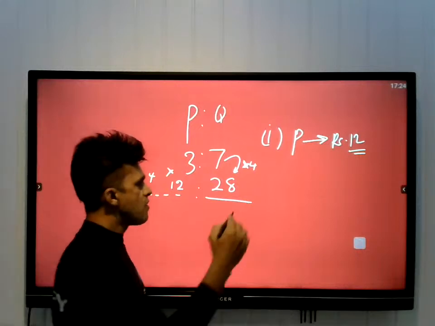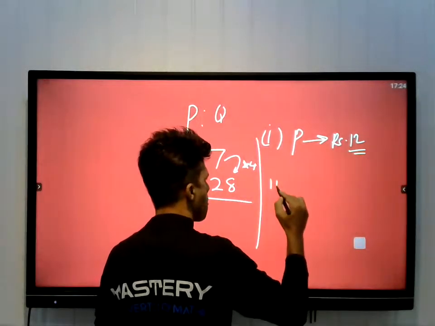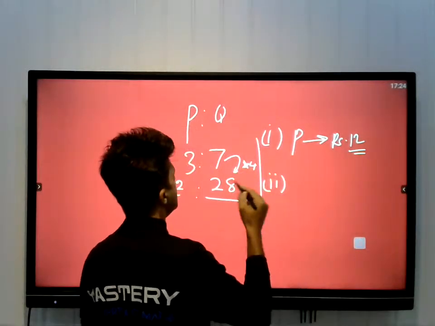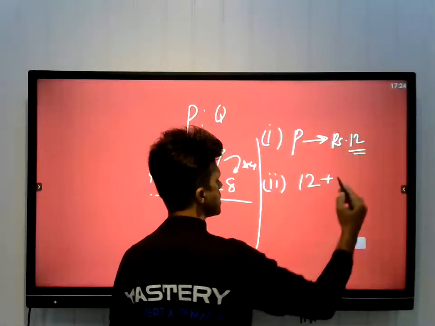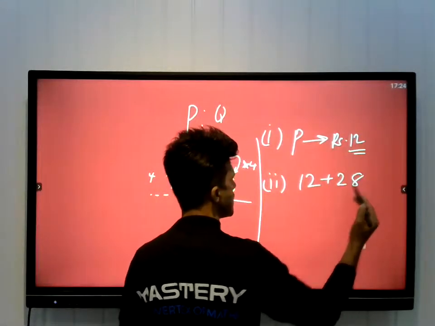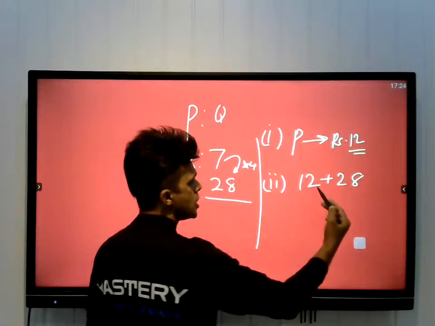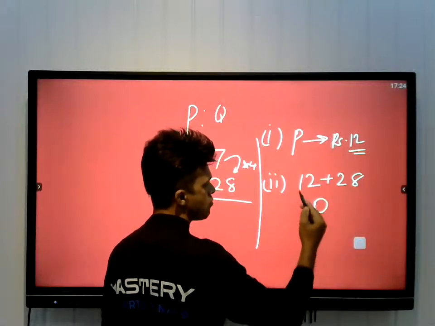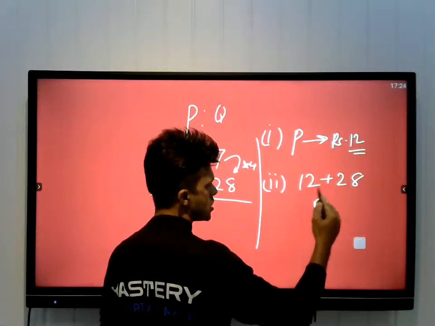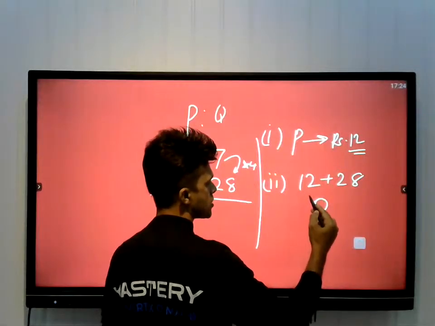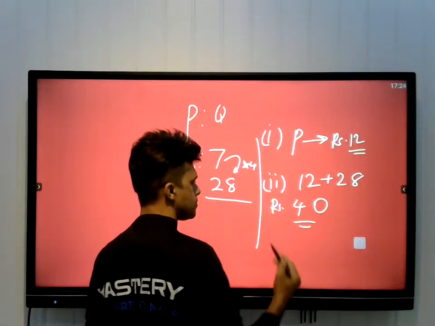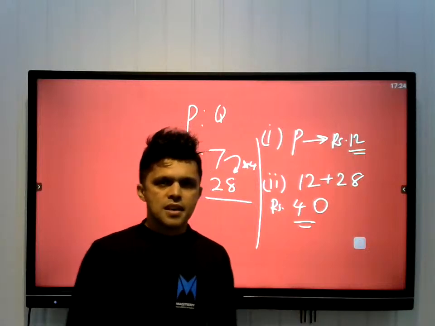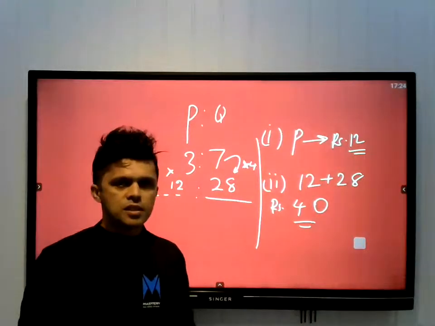Then the divided amount can be found in this sense. P takes 12 rupees, Q takes 28 rupees. Adding them, 12 plus 28, gives 40. So the divided amount is 40 rupees.